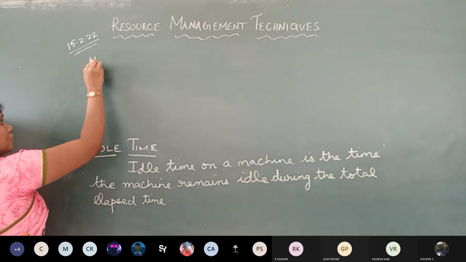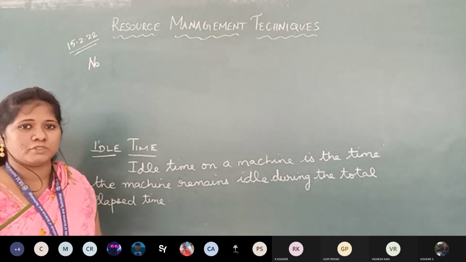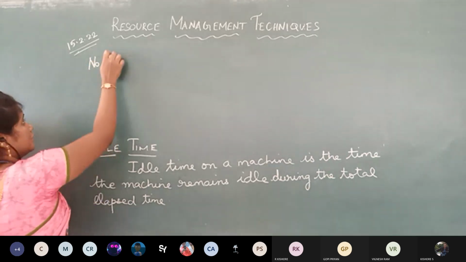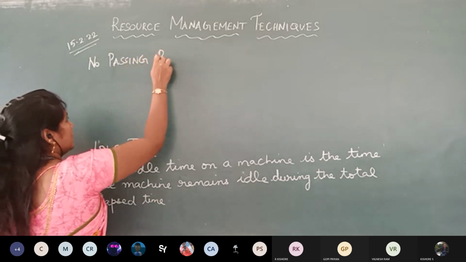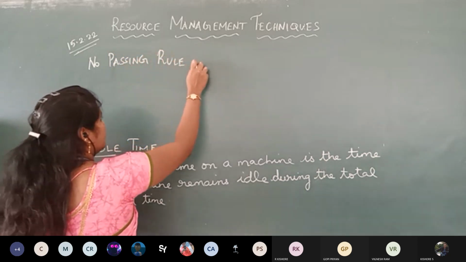Next, this is one of the rules actually. You have to follow this one. That is your no passing rule. No passing rule in your sequencing problem.